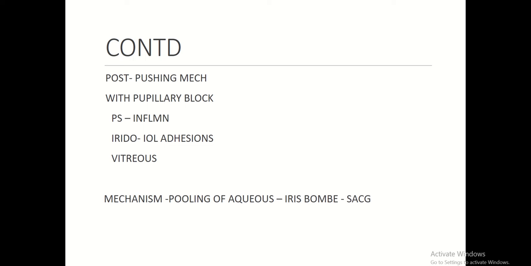The same kind of thing happens when you have iris-intraocular lens adhesions, or when there is vitreous blocking your pupillary area. There is a pooling of aqueous behind the iris, leading to the iris bulging forward, which is called iris bombe, and leading to a secondary angle closure glaucoma.